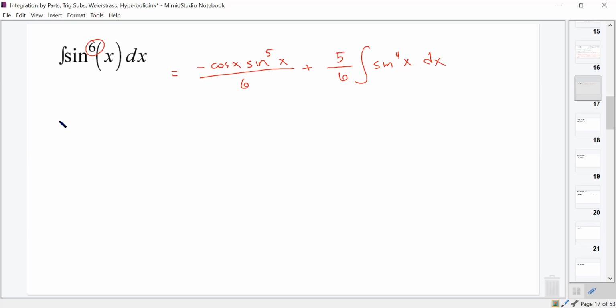Indeed. Great. And so then our second step will then be to deal with the sine to the 4th of x.